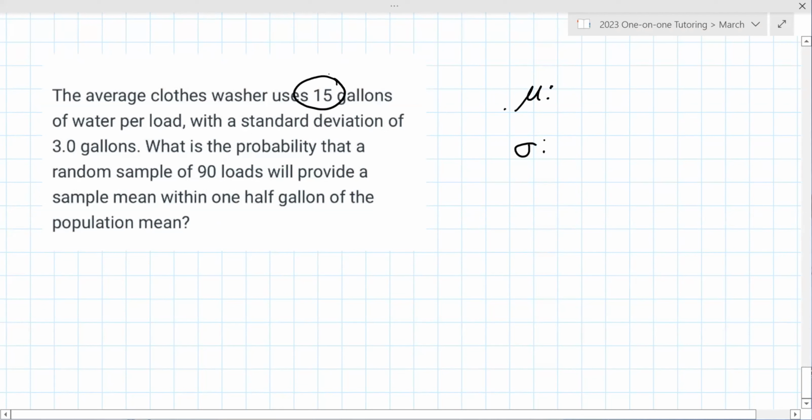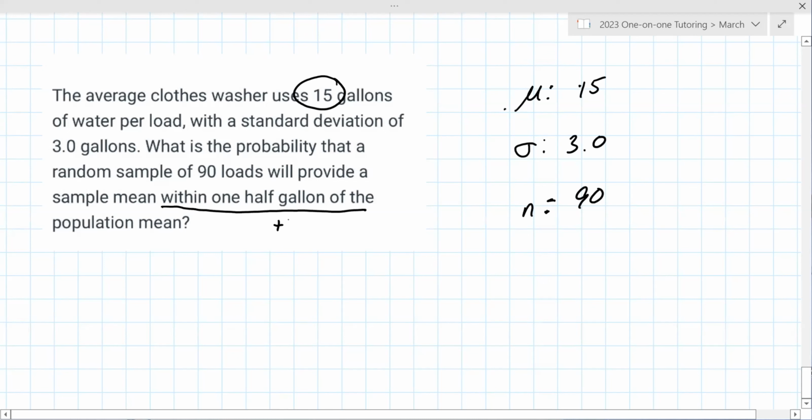Isn't that the population mean? Yes, so this one isn't written exactly the same way, but we're supposed to assume that on average, if you go out and buy a washing machine, it's going to use 15 gallons. So mu is 15 then. Yes. And what about sigma in this problem? Would that be 3.0 then? Yes. And how about n? 90. Okay.